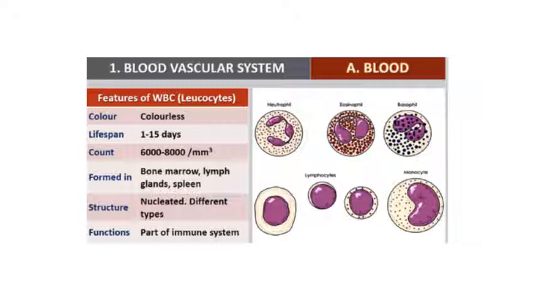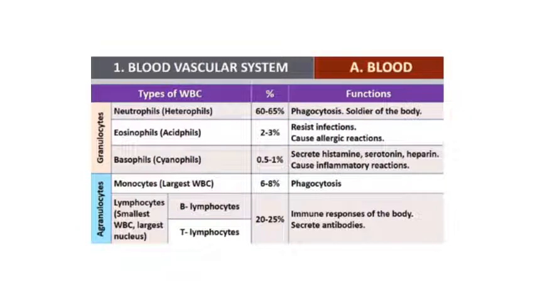They can be nucleated. On the basis of that, they are divided into different types. These types are neutrophils, eosinophils and basophils. All of these neutrophils, eosinophils and basophils are granulocytes. Neutrophils play an important role in phagocytosis. They are the soldiers of our body. They engulf the things which are not required.